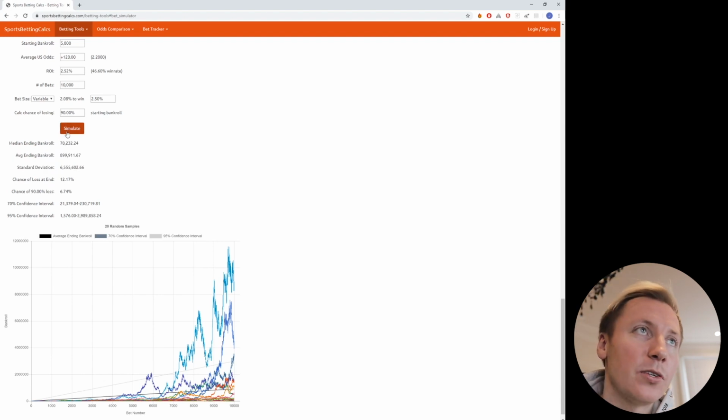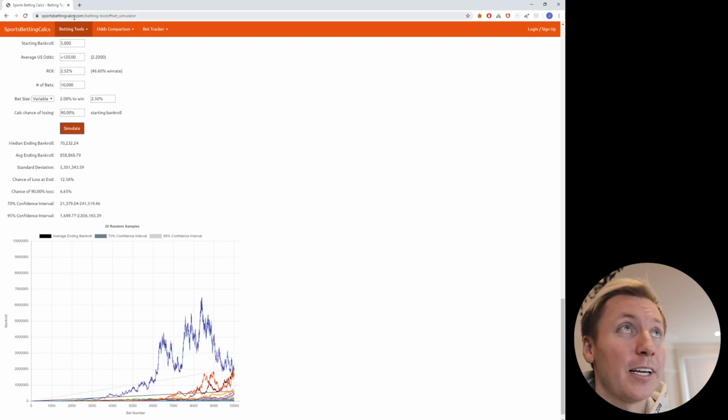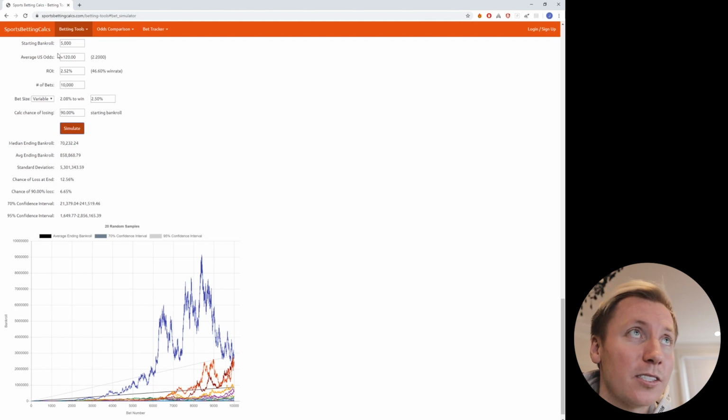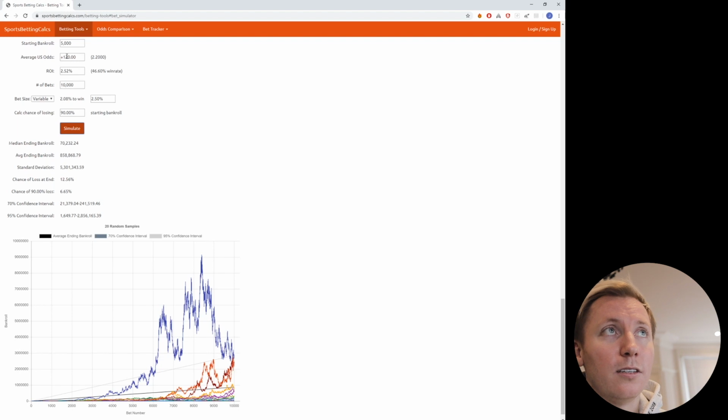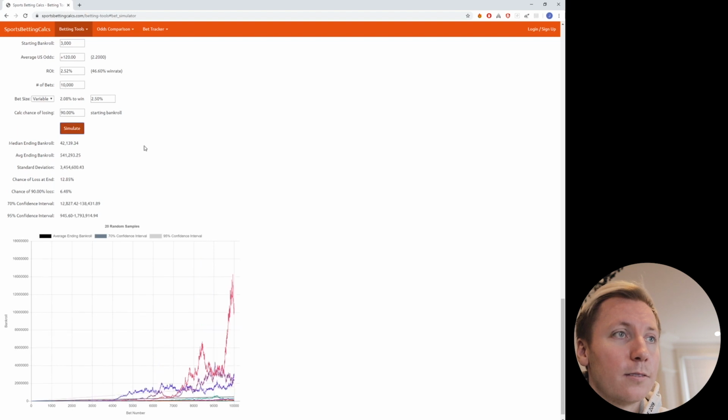So this is just doing 20, but we can sit here and click and see all these different graphs, or if other people want to do it, go to sportbettingcalcs.com. It's free to use and very simple to put in different stats. Just do one with 3,000 as the starting bankroll, because obviously you're not going to be able to get to the million on the soft books as they do limit. The average ending is still like 540k.